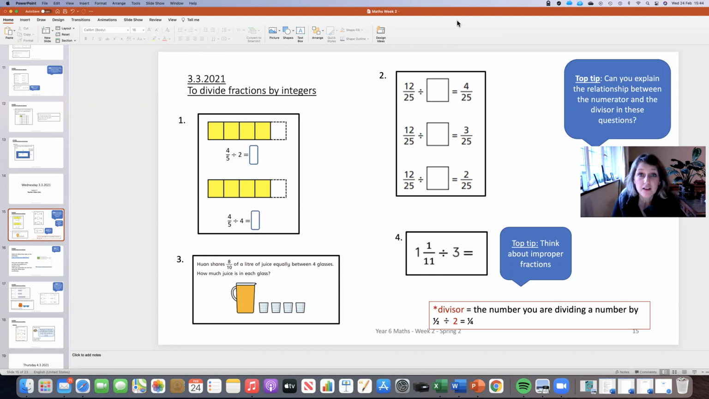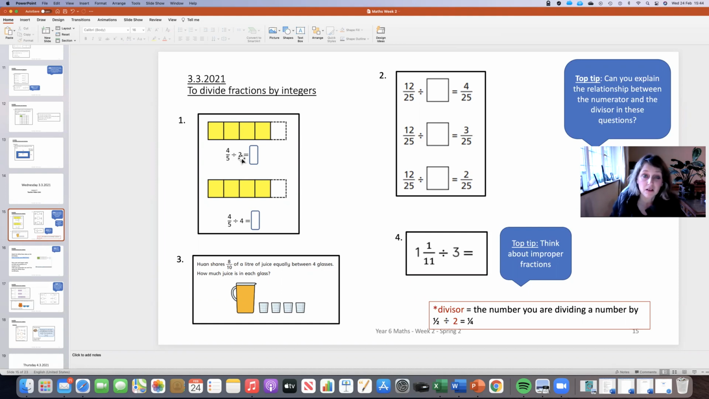And the first section, we're actually not going to show you a video because I think you will remember this very, very quickly. So I'm going to talk you through what you need to do. As you'll see here, the first question asks you to divide 4/5 by 2. So just to give you a top tip here, this number here, the 2, in maths we call the divisor. It's the number you are dividing by. So you're dividing 4/5 by 2.